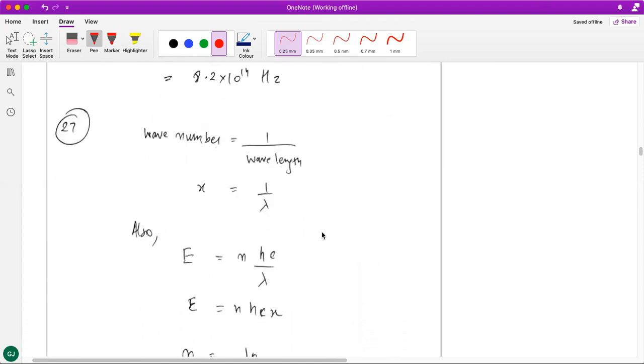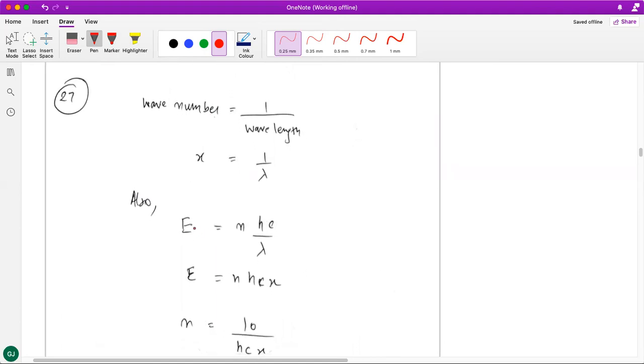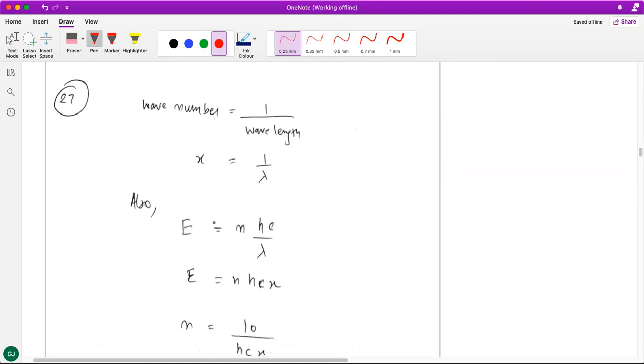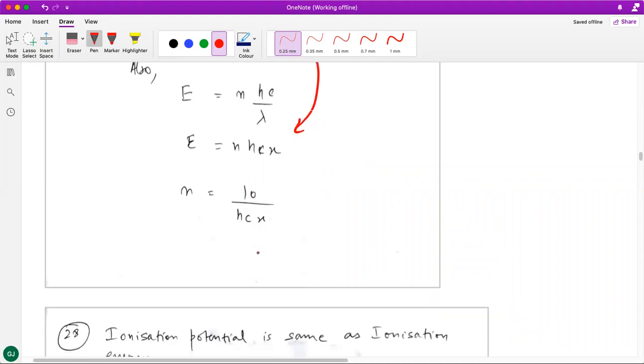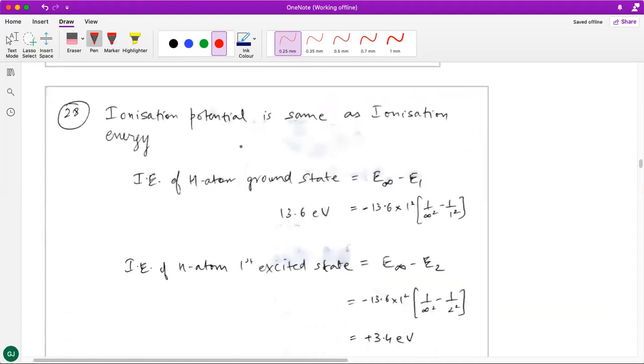So you use these and substitute, you'll get the correct answer. Then 27th question, it's just a question using the formula of wave number, which is 1 upon wavelength. Now, since the energy associated with the radiation is quantized in form of nhc by lambda, so 1 by lambda you substitute as x, and based on it you will get the number of photons. So it's a simple question of substitution of the formula.